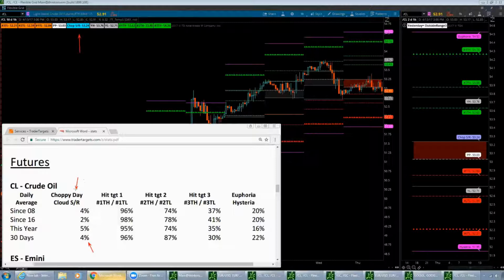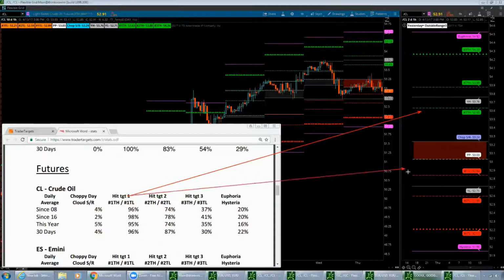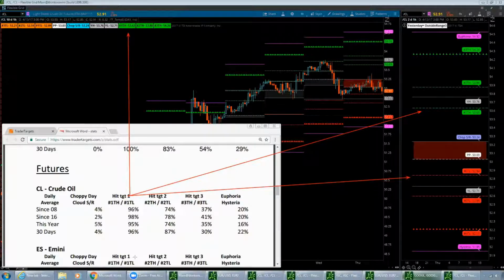So for example, we've highlighted a choppy day with the chop cloud support resistance zone. Now, whether you're using the enhanced view on the right-hand side or you're using the horizontal view, the values are the same. As we move into target 1, whether this is target 1 high or target 1 low, these values also are seen in the horizontal pane.